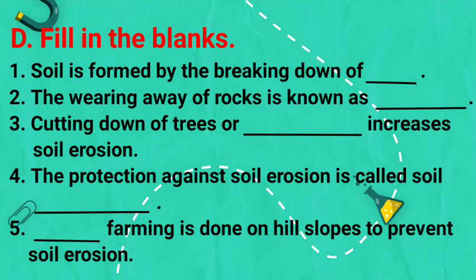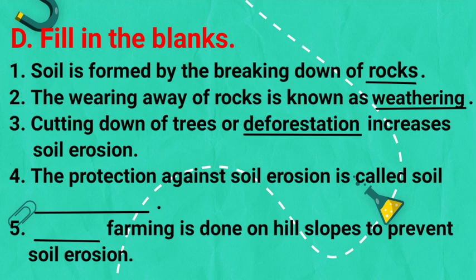D. Fill in the blanks. 1. Soil is formed by the breaking down of rocks. 2. The wearing away of rocks is known as weathering. 3. Cutting down of trees or deforestation increases soil erosion. 4. The protection against soil erosion is called soil conservation. 5. Terrace farming is done on hill slopes to prevent soil erosion.